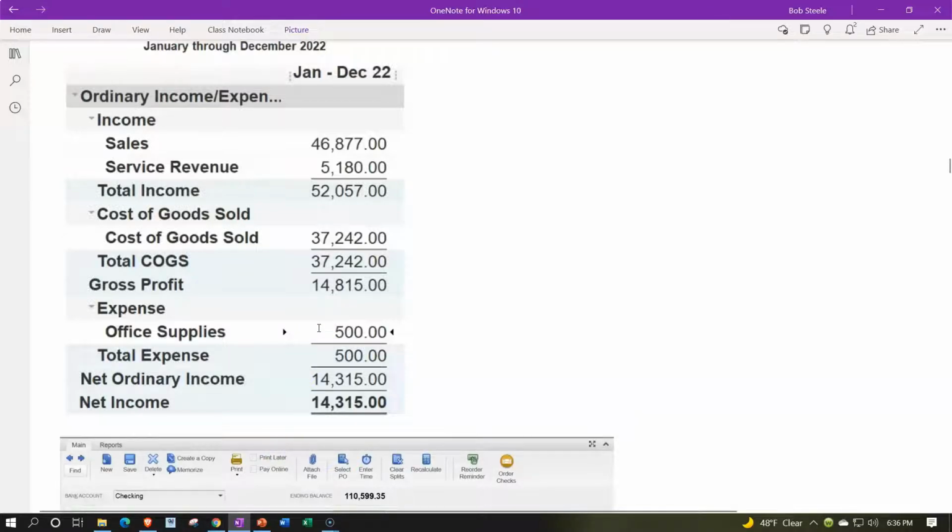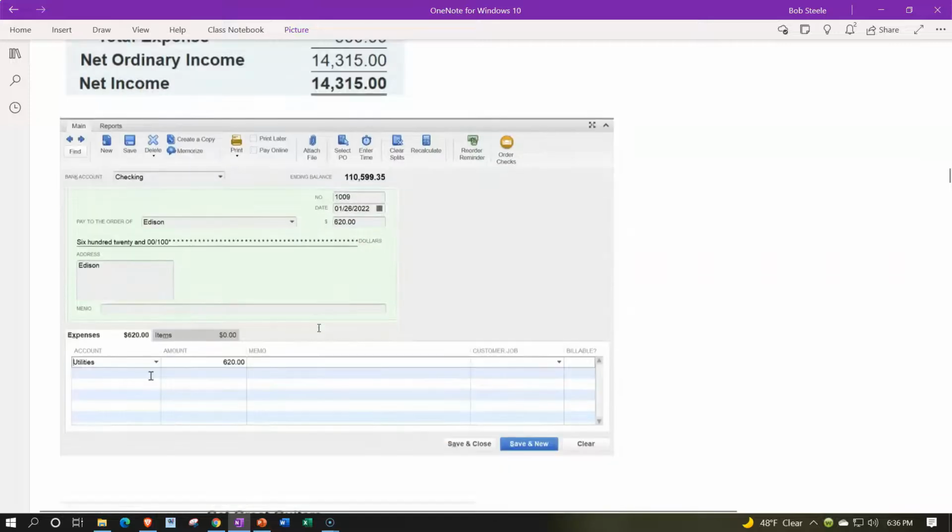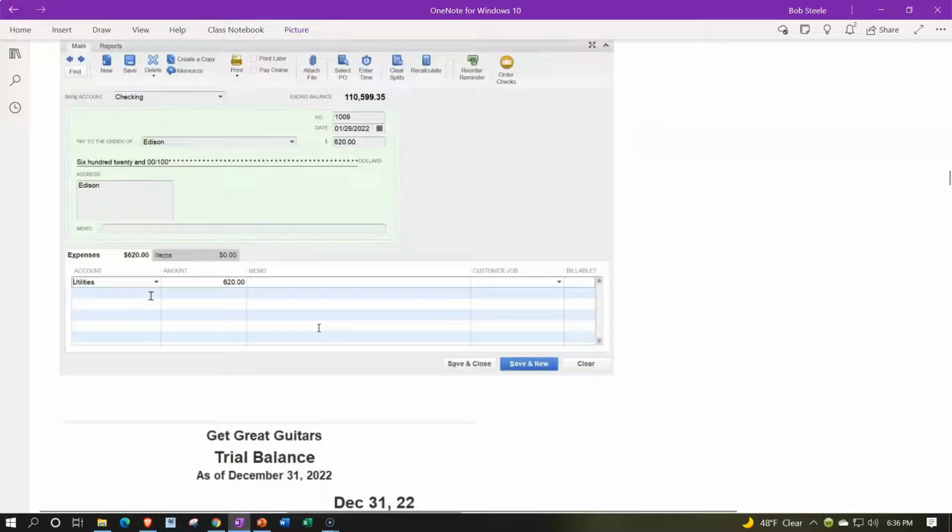Notice what we don't have is the insurance expense because we put them on the books as an asset. We will record the expense when we do the adjusting entries, applying the expense for the portion of the insurance time frame that has passed. Next, we've got the utilities.